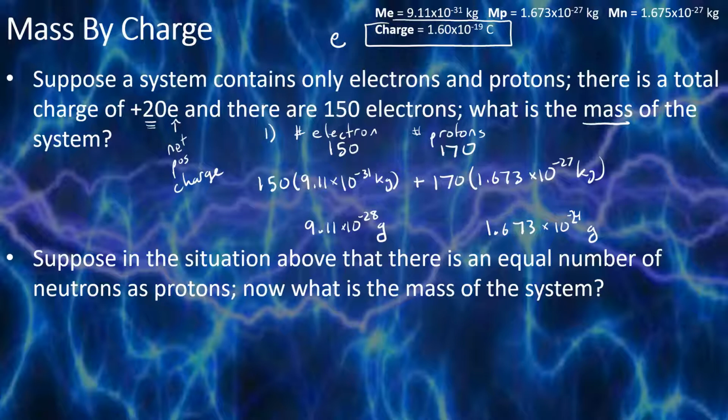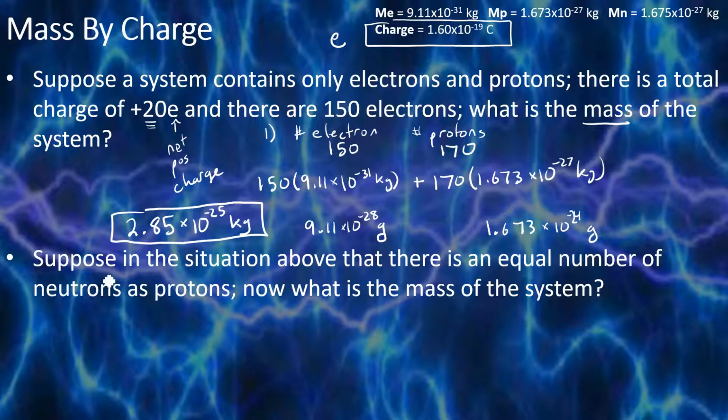But the context of the problem is what actually determines what we do. So context is enough in here. So after I type all that in, I get 2.85 rounding times 10 to the negative 25th kilograms. So a very small weight. So we're talking atomic level, so we expect very small weights.